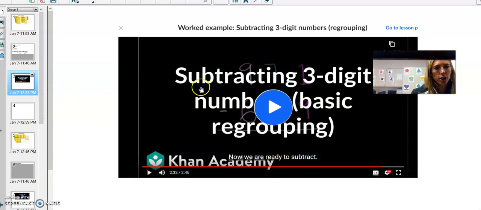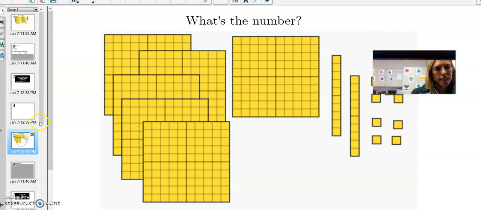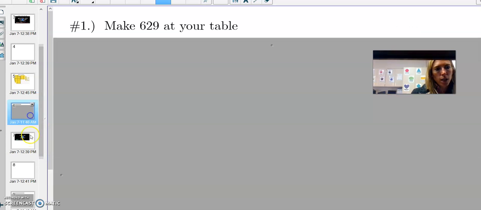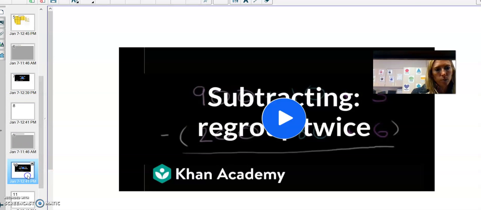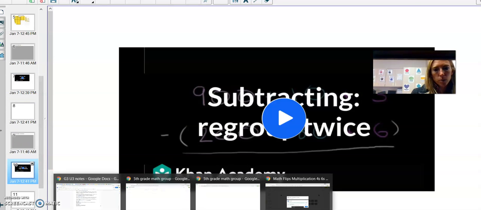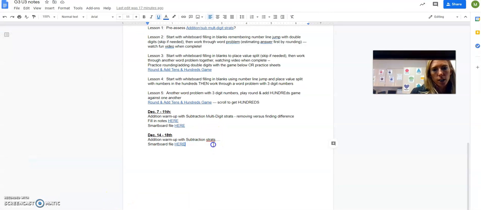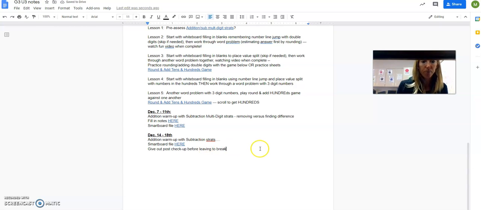Now let's watch this Khan Academy video together and work this through on our whiteboards on how they figured it out with the algorithm. So every day kind of looks like this, where we're starting with place value blocks and we're looking through how the algorithm works in subtraction before we head out to Christmas break. And you could give out the post checkup before leaving to break, okay?